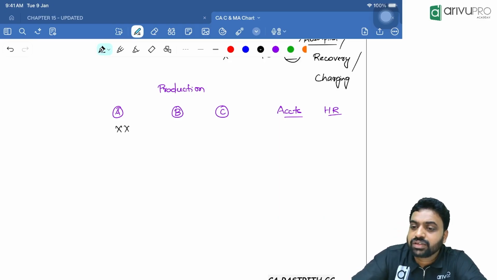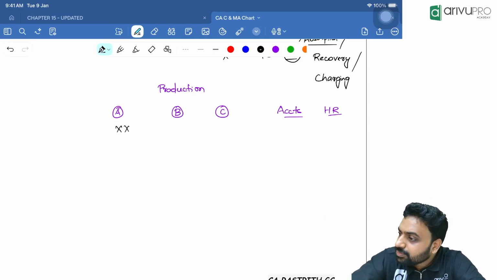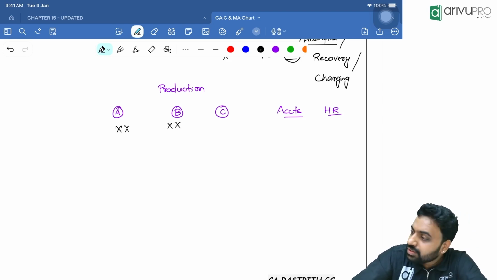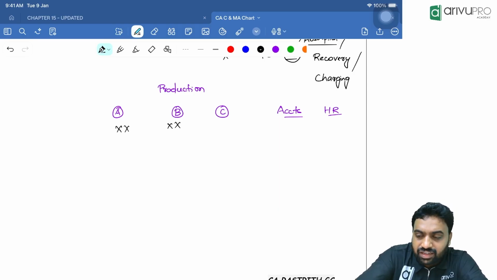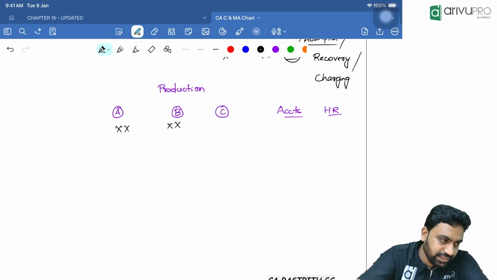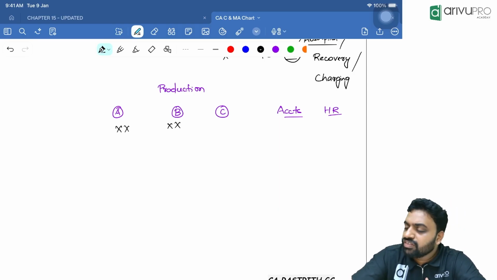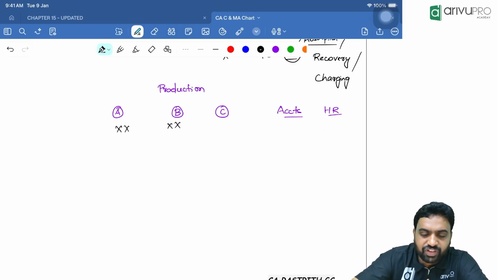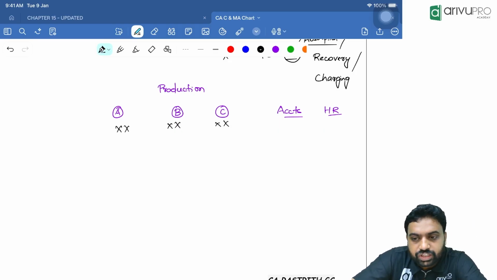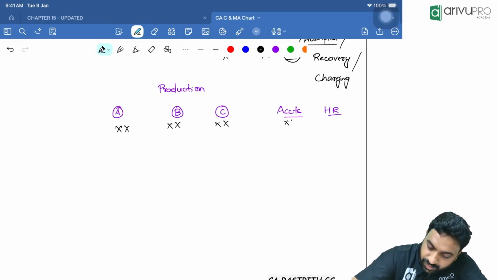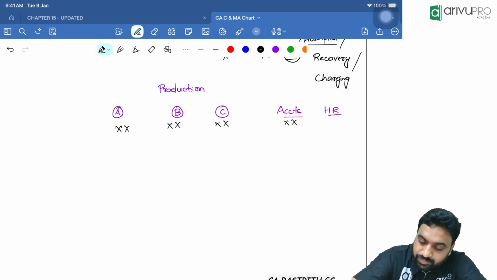Department B machinery depreciation, where will it go? Department B. Department C, let's say again electricity charges, or let's say electricity charges together will come. If a separate segment is kept for electricity, now electricity charges of department C, where will they go? Department C. Got it? Now accountant salary, where will it go? HR salary, where will it go?